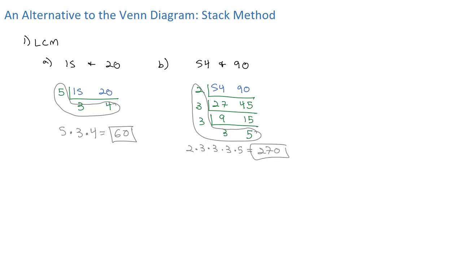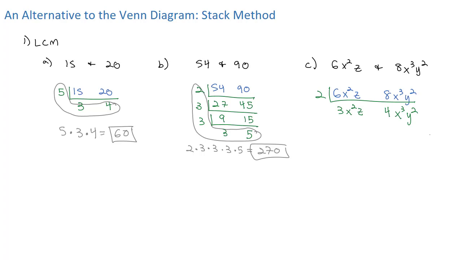This also works with variables. Let's say I've got 6x squared z and 8x cubed y squared. Well, if I put them next to each other, 6x squared z and 8x cubed y squared, I can look at what I can divide both of these by. Looking at the numbers, 6 and 8 are divisible by 2, which leaves behind a 3, and we still have the x squared z, and a 4, and we have the x cubed y squared.